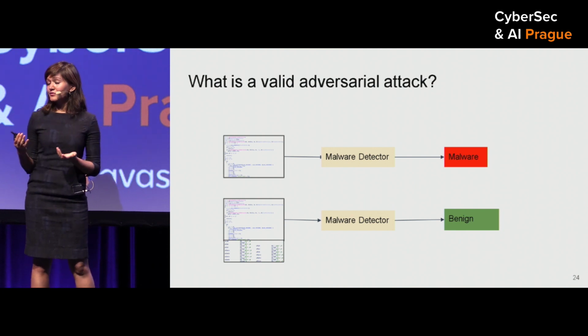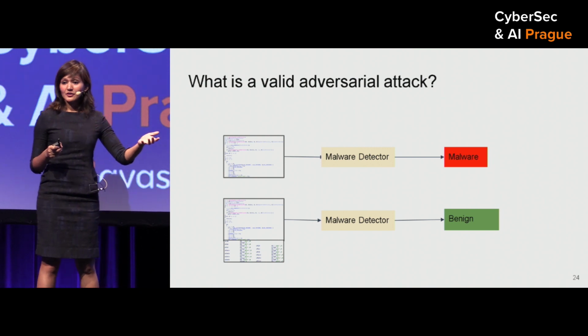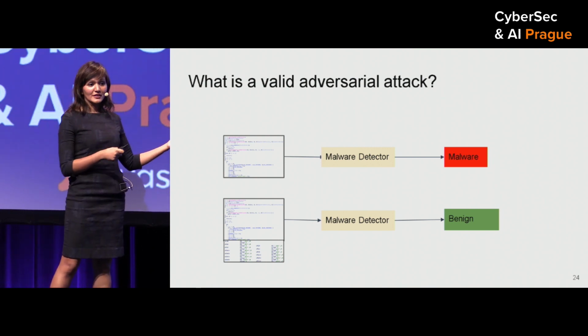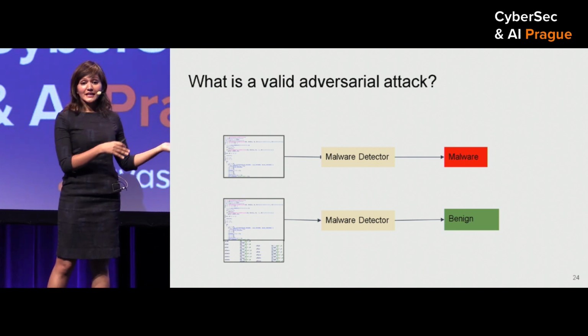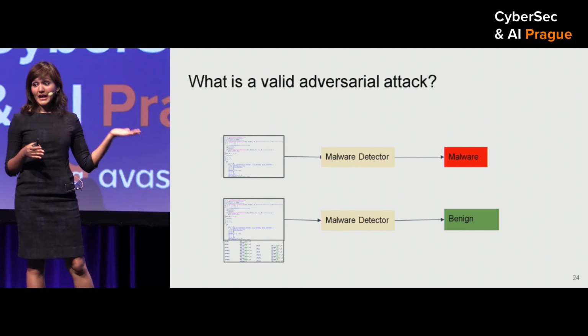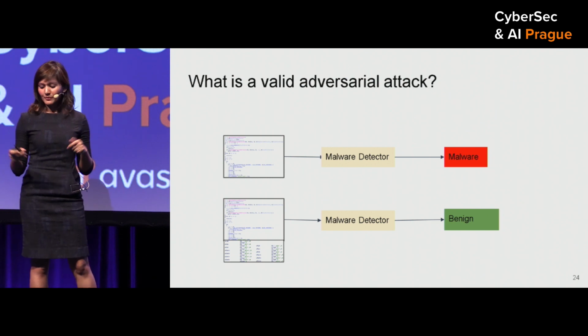The current way to figure this out is this. You ask a malware detector before modification, is this a malware? And then you apply your modification and ask it the same question, is this a malware? And if the malware detector thinks it's a malware before the modification, but does not think it's a malware after the modification, then we consider that the attack is successful.